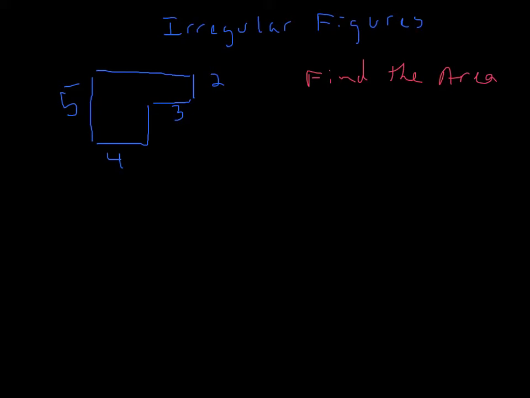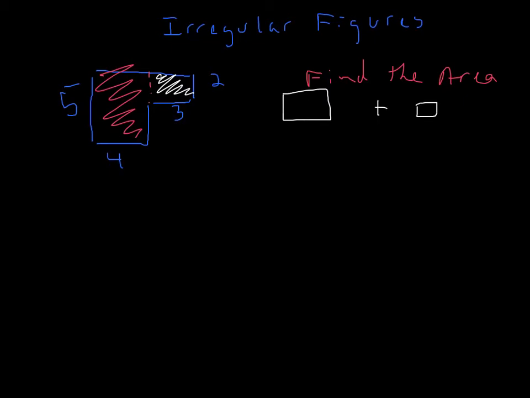Now you think, I don't know any formula to find the area of that thing. Well, the easiest way to do this is to make it into two figures. I can find the area of this first one, and then the area of this second one over here, and then just add those together. That will give me my area. So I'm going to do the area of the bigger one first, then the area of the smaller one, and add those together.